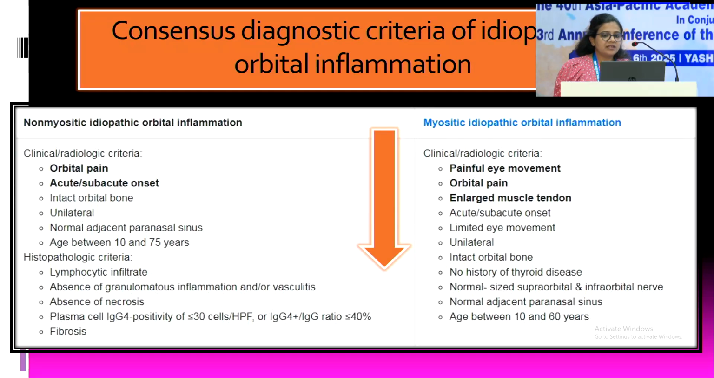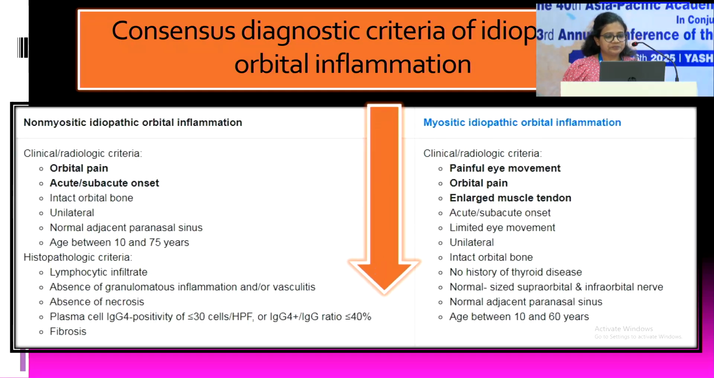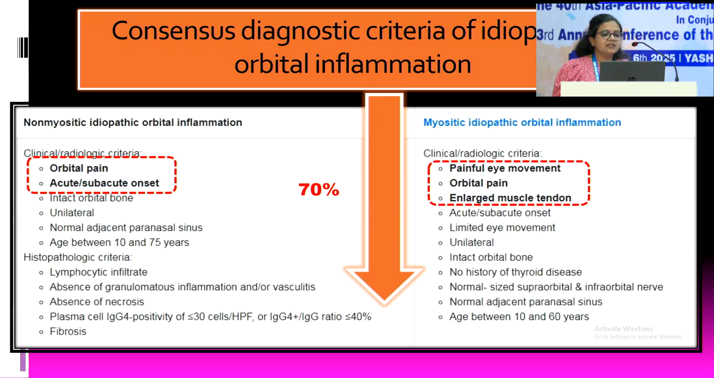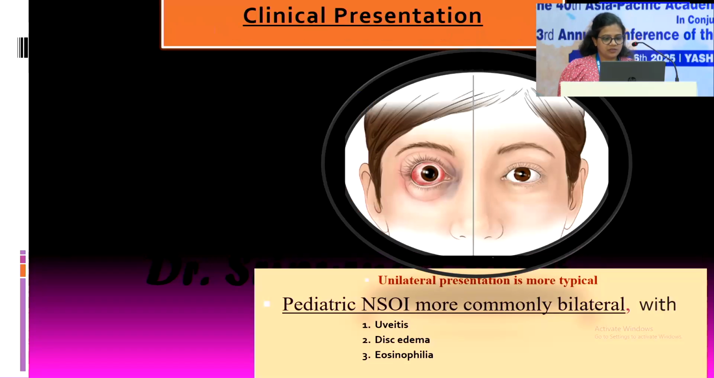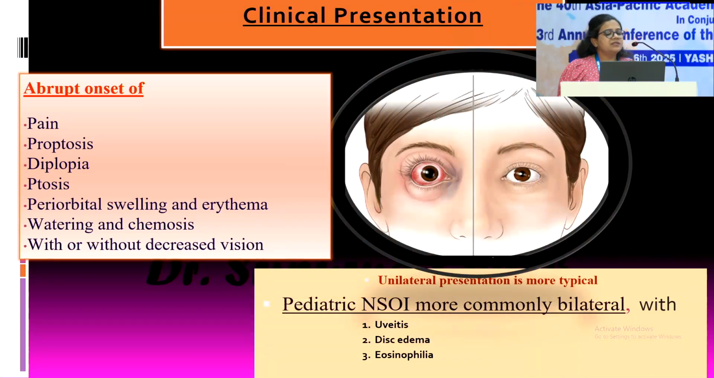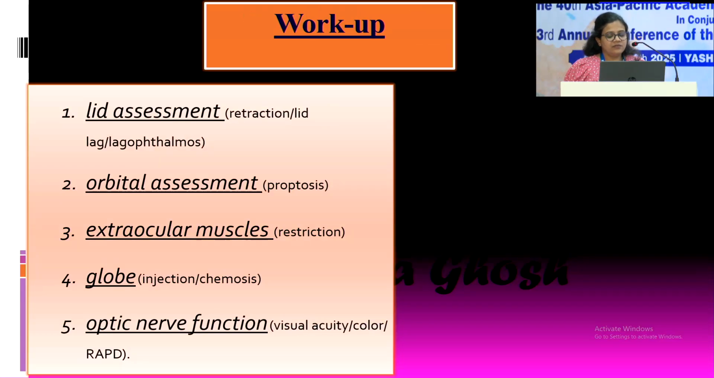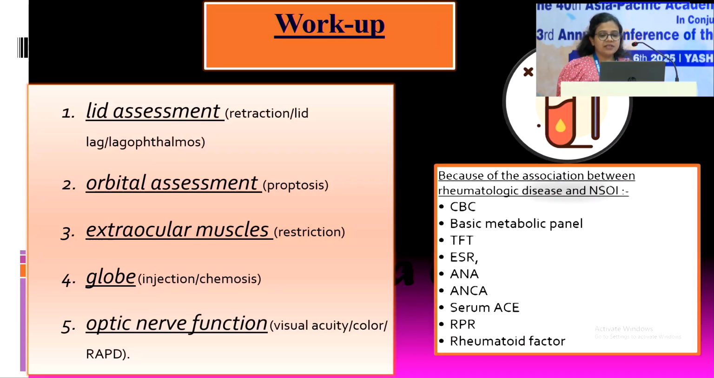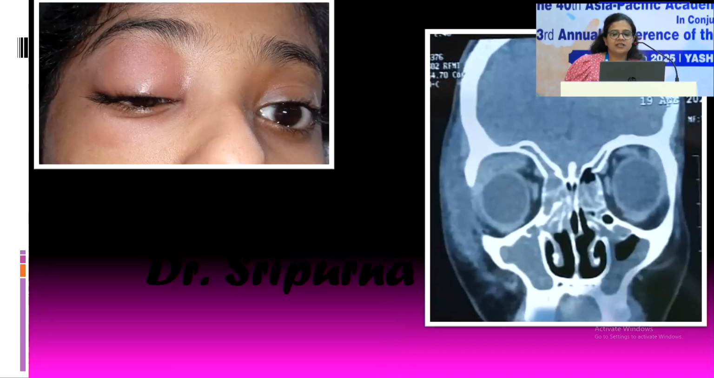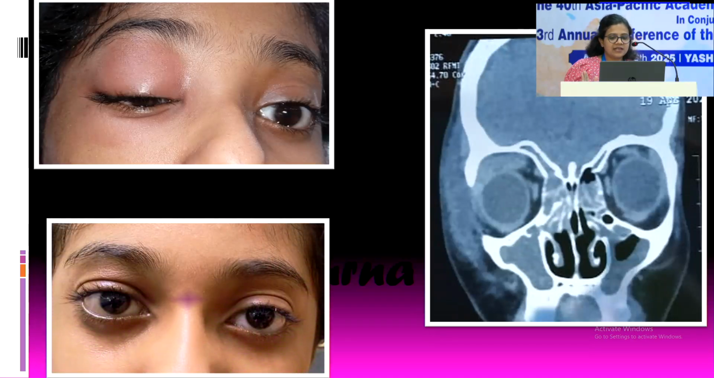Now, a consensus diagnostic criteria for orbital inflammation has shown that painful red eye, orbital pain, and enlarged muscle tendon are present in almost 70% of the patients. The clinical presentation may be in the form of pain, proptosis, diplopia, with or without decrease of vision. We should assess the lid, the orbit, the extraocular muscle, and the optic nerve function. Systemic correlation must be done with the blood profile. This girl had a swelling in the upper eyelid. We started with IV antibiotics and oral steroids, which subsided with time.